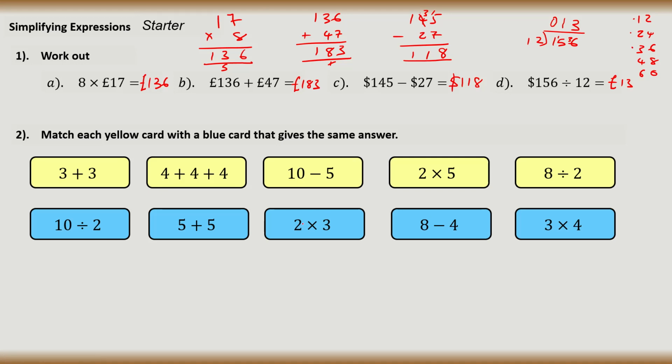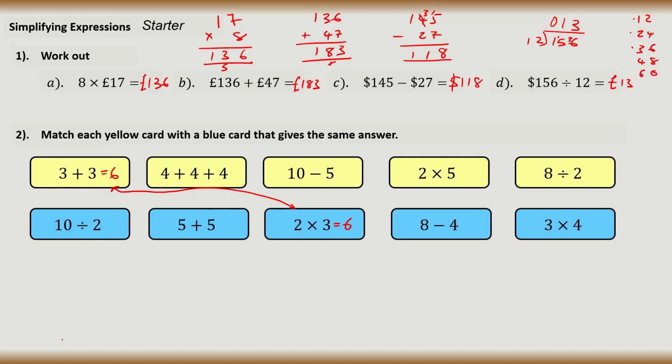On question 2, it says match each yellow card with a blue card that gives the same answer. So if I look at the first one, 3 add 3 is 6. So I'm looking for 6 down here. Which one could that be? Oh, there it is. 2 times 3 is 6. So those two link up nicely together.